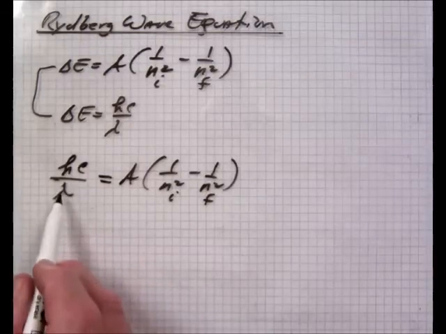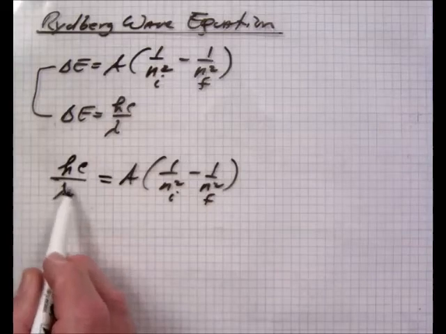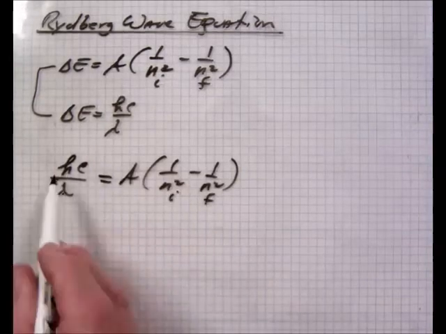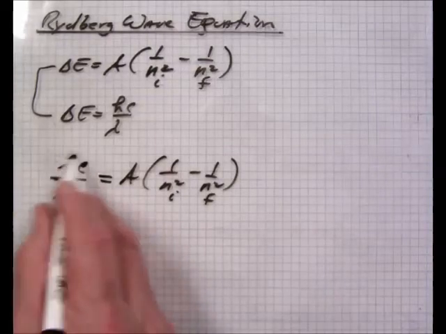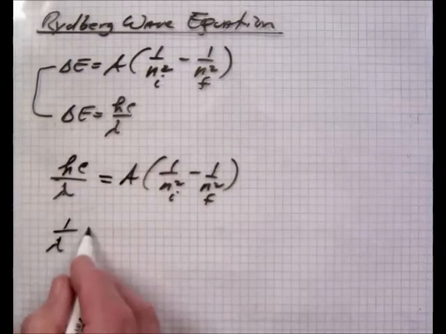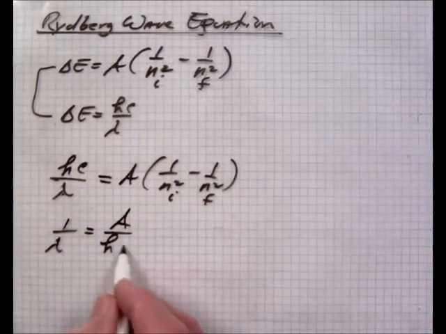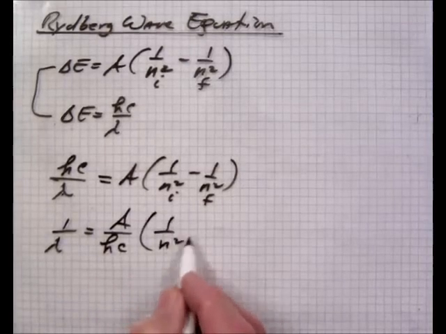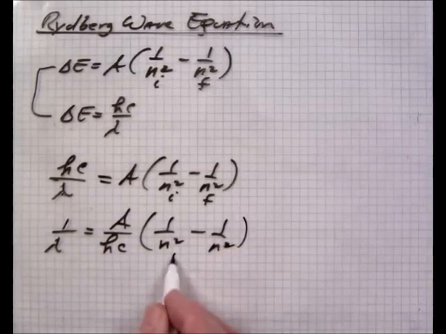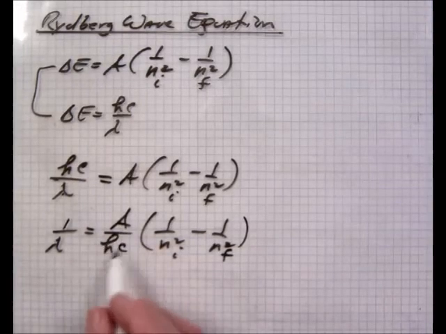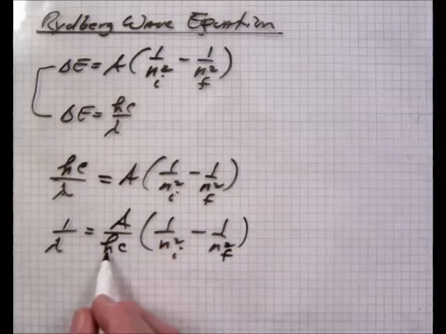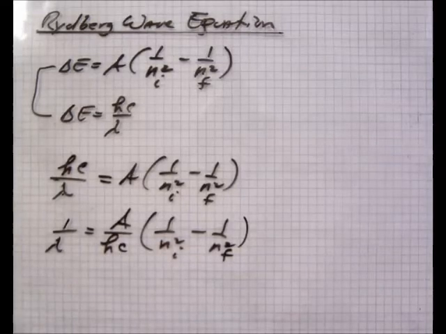Now, if I'm interested in calculating the wavelength, I divide both sides of this equation by h times c. So if I divide both sides by hc, I get 1 over lambda is equal to A over hc times 1 over n squared final minus 1 over n squared initial. Turns out this is a constant. It's 2.18 times 10 to the minus 18, with Planck's constant and the speed of light.